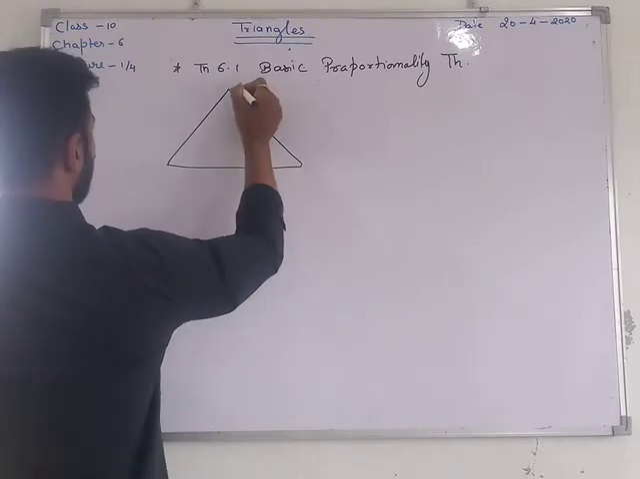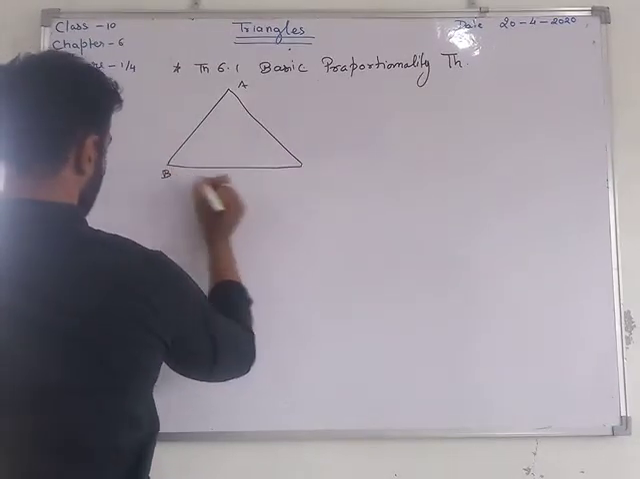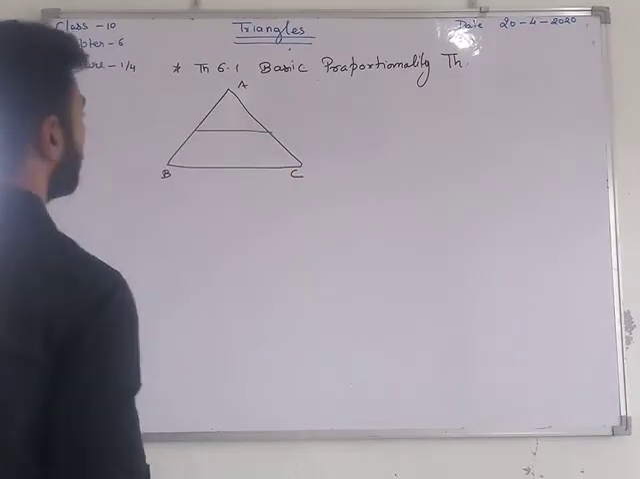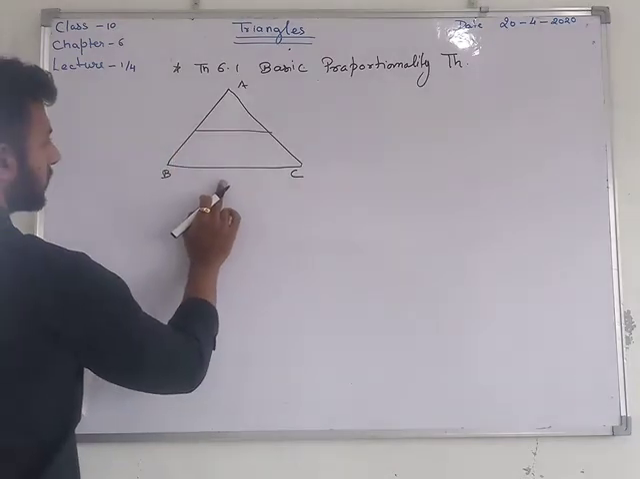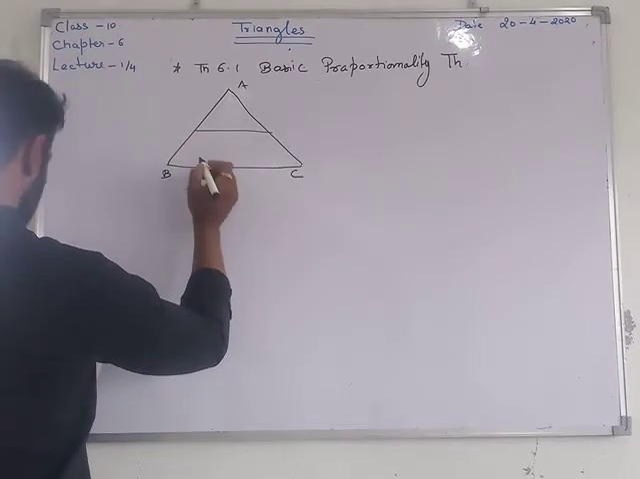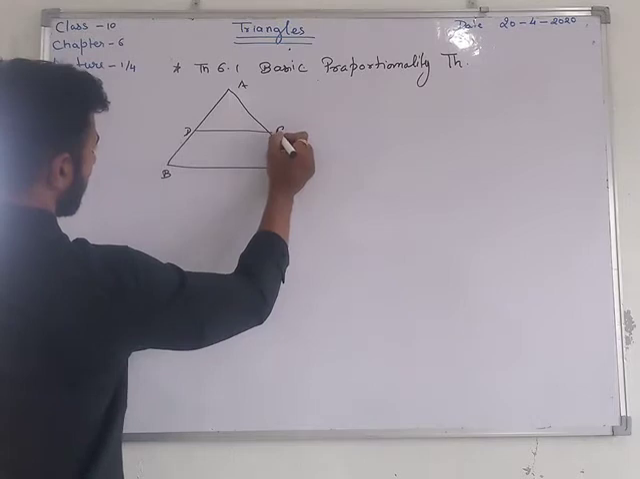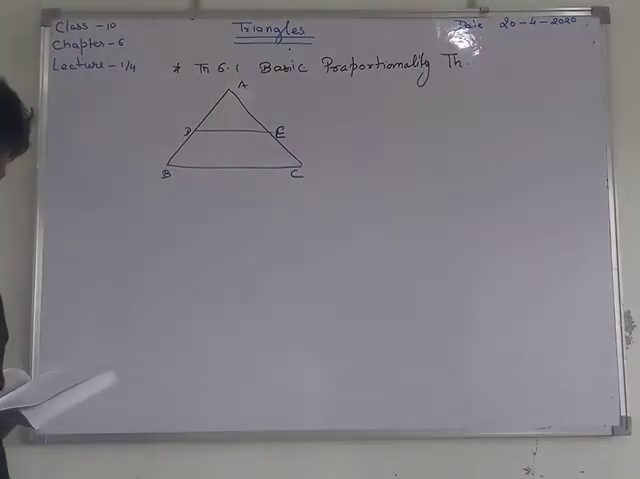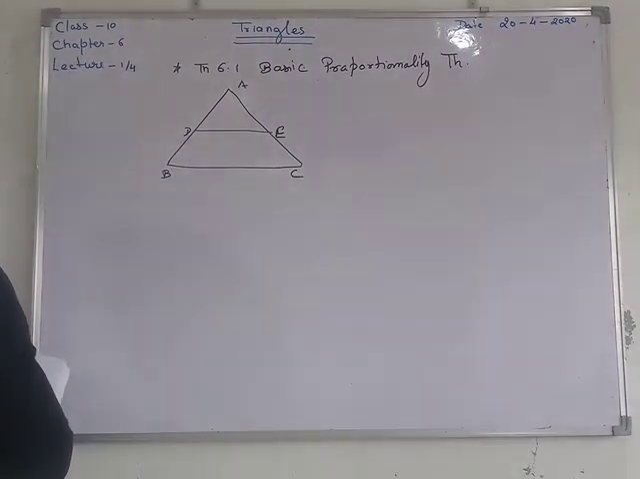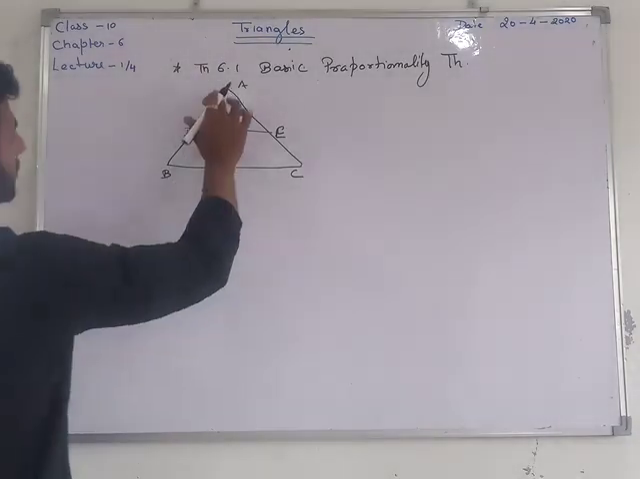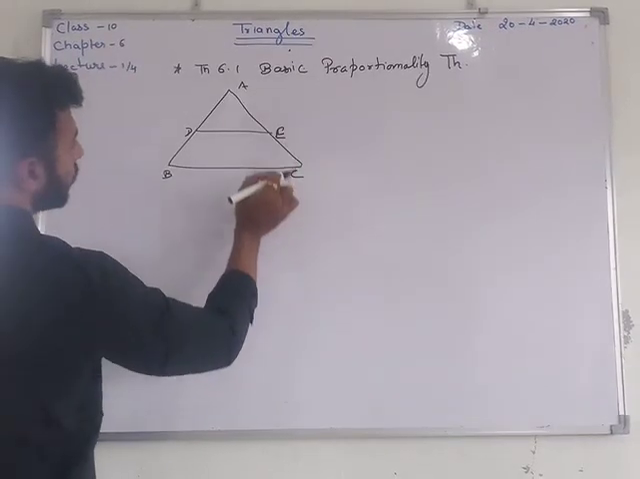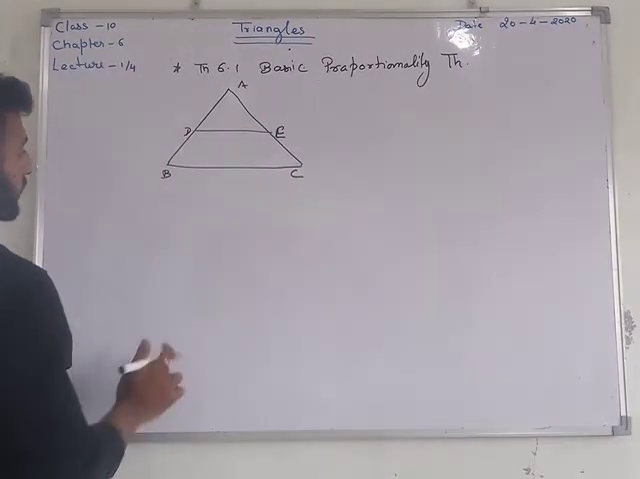This is one triangle ABC. A line is drawn parallel to the third side, intersecting the other two sides at points D and E. Then we have to show that the sides which are divided are in the same ratio, meaning AD upon BD is equal to AE upon EC.